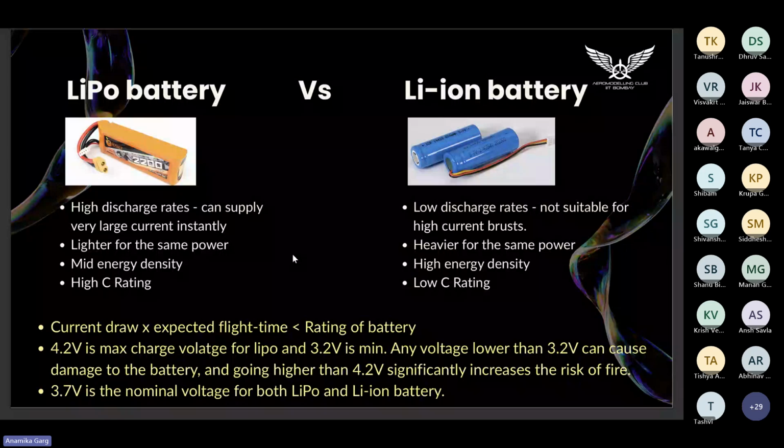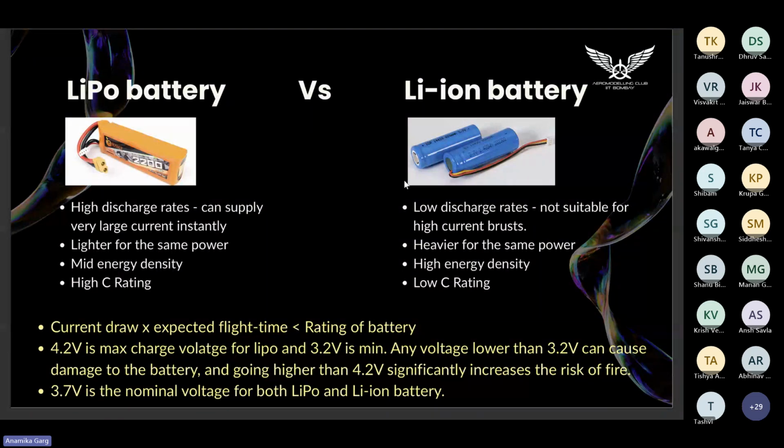The third thing here is energy density, where Li-ion battery wins. Li-ion battery has higher energy density, which means longer flight times. The fourth thing here is C rating. LiPo batteries have higher C rating, whereas Li-ion batteries have lower C ratings. So all these things you can consider when comparing which battery you want to choose.